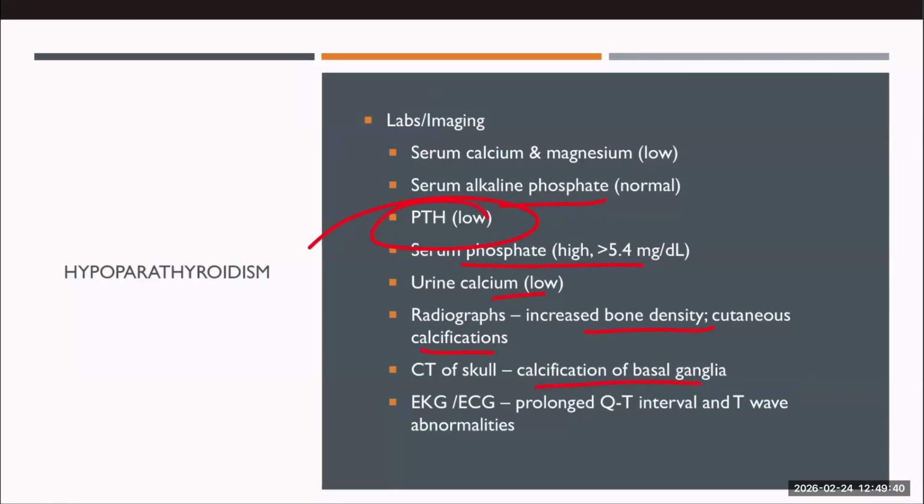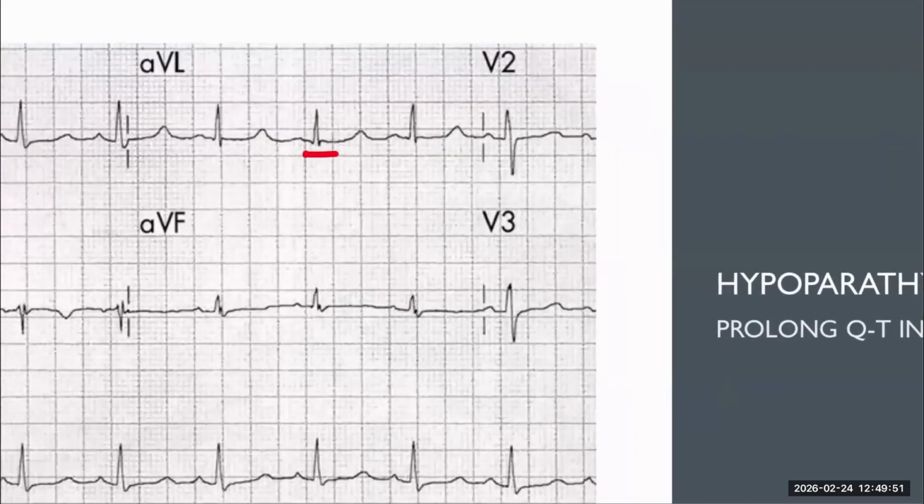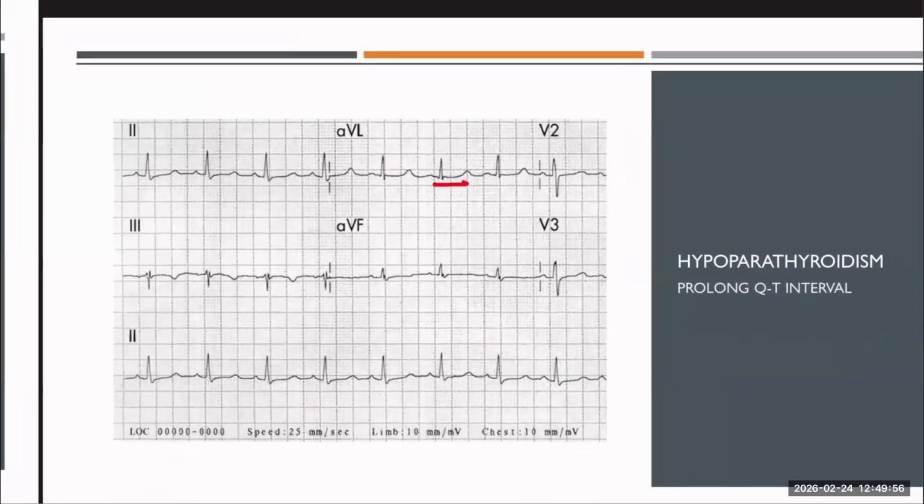EKG, prolonged QT interval, and some T-wave abnormalities with this one. So here's our prolonged QT interval. And this one doesn't really show any T-wave changes, but you may see some as well. But prolonged QT. Whenever you're looking at your prolonged QT intervals, there's certain medicines and things that will cause a prolonged QT. Now you can add this to your list of differentials for a long QT.